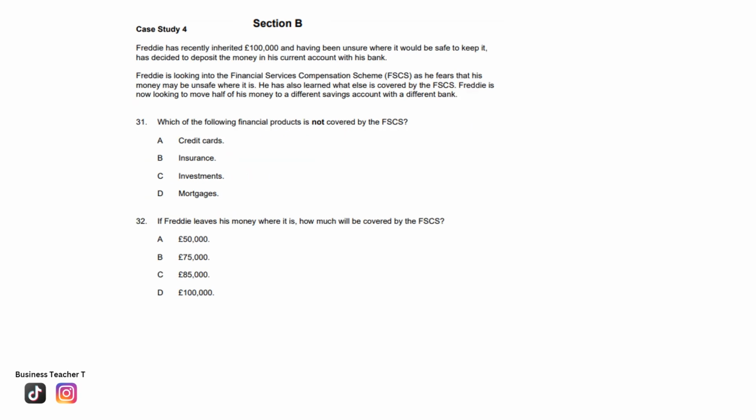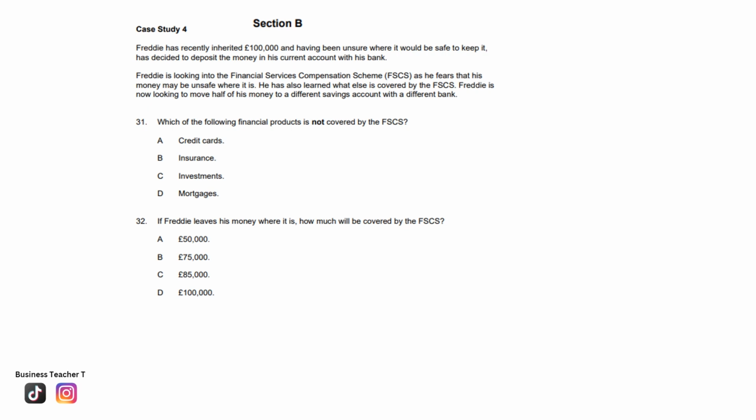Case study four, our final case study. Freddie has recently inherited £100,000 and having been unsure where it would be safe to keep it, has decided to deposit the money in his current account with his bank. Freddie's looking into the Financial Services Compensation Scheme (FSCS) as he fears that his money may be unsafe where it is. He has also learned what else is covered by the FSCS. Freddie is now looking to move half of his money to a different savings account with a different bank.